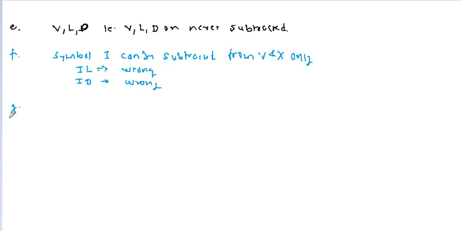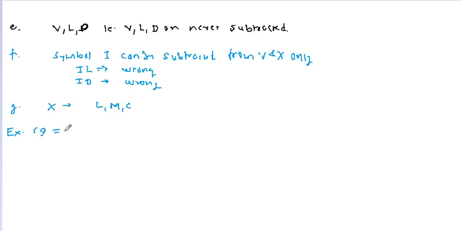The next rule says the symbol X can be subtracted from L, M, C only. That means the symbol X can be written to the left of only three symbols, that is L, M and C. Other than these three symbols, we cannot write X to its left. So let's understand these rules with an example.